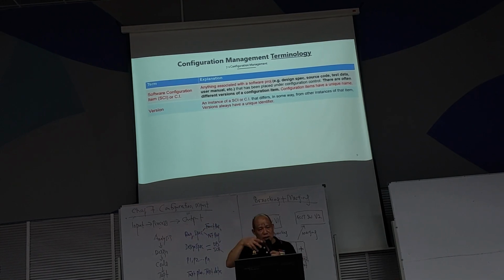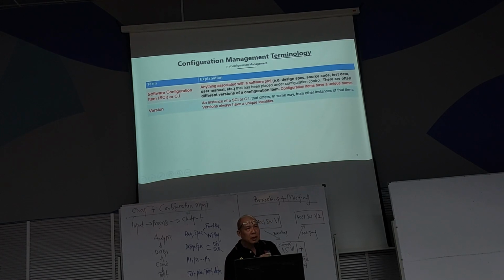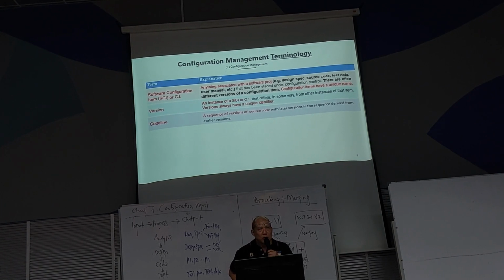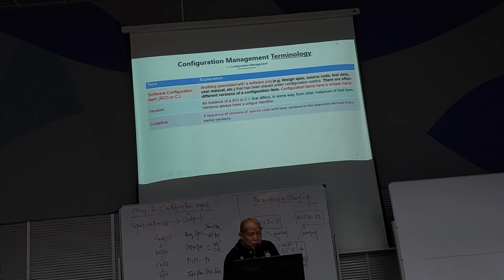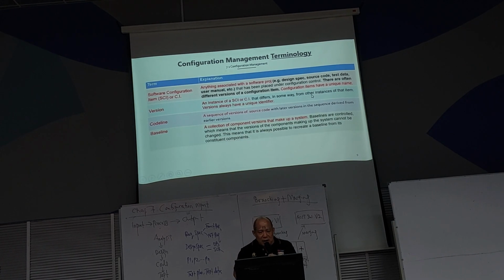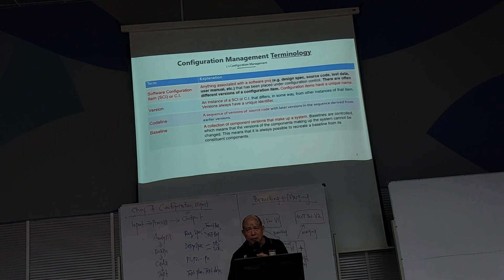So all software has a version number. Okay, code line. A code line is a sequence of versions of source code. There will be an example later. A baseline is a collection of component versions that make up a system.